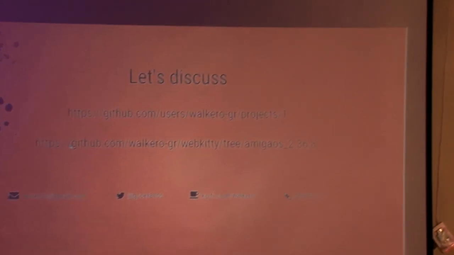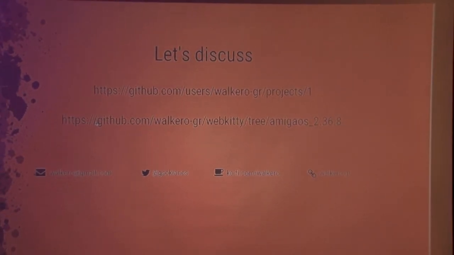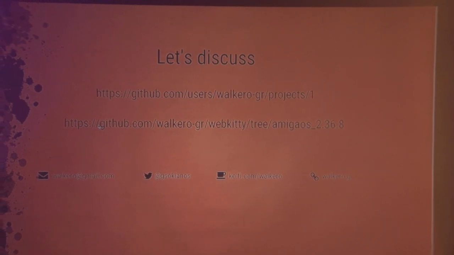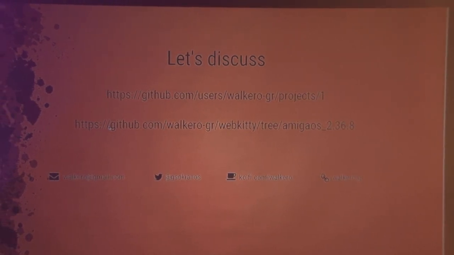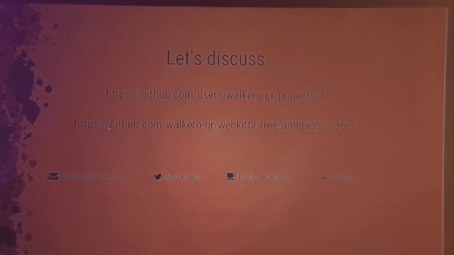The first URL is the project as analyzed and what we are currently working on on GitHub. There are tasks and things that people are working on. The second URL is also the GitHub fork that we are using. And some contacts for me if you want to contact me at any time and discuss anything.